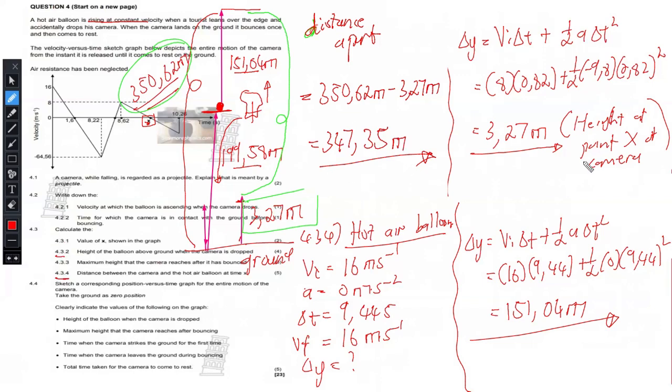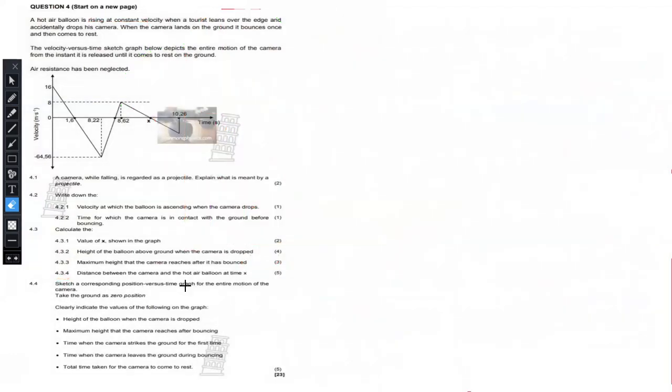Okay, nice. Now, 4.4 says sketch a corresponding position versus time graph, showing all of this, right? For the entire motion of the camera, they want you to indicate the values of the following. So the values that we must indicate is the height of the balloon when the camera is dropped, maximum height that the camera reaches after bouncing, the time when the camera strikes the ground for the first time, the time when the camera leaves the ground during bouncing, and the total time taken for the camera to come to rest, right? So obviously, this is what we want to start by doing.